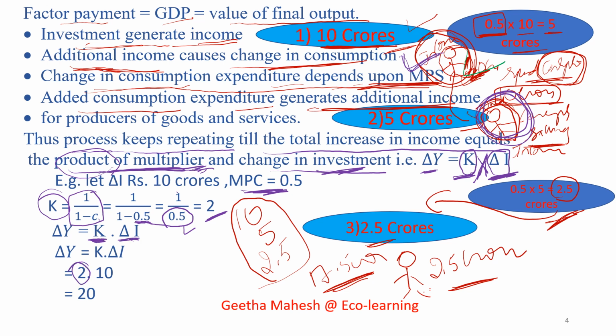Now what is the change in investment? We assumed that the change in investment is 10 crores, so I am substituting 10. 2 into 10 is 20. That means when you increase investment by 10 crores, the income of the nation will increase by 20 crores. That is 2 times the investment. So this we call the investment multiplier, and this is how the multiplier mechanism works.